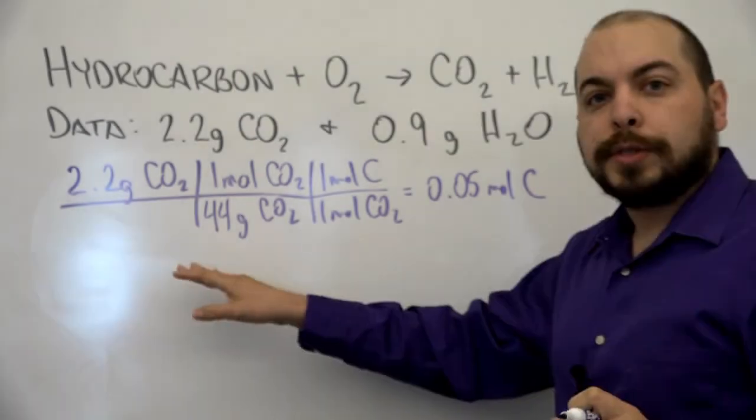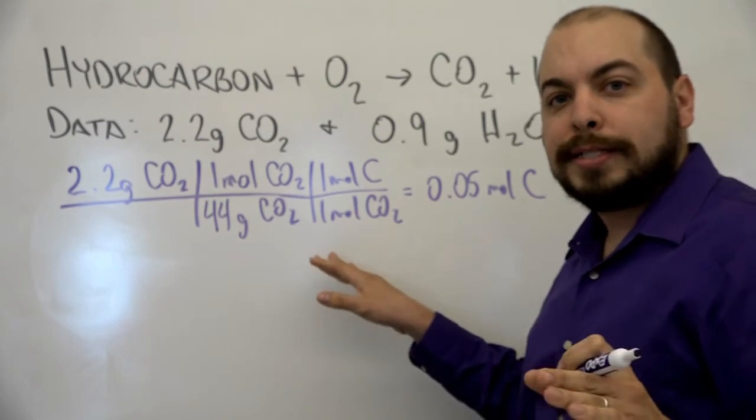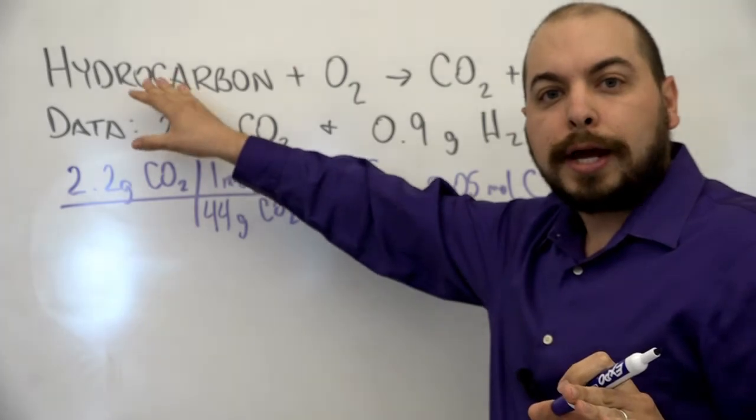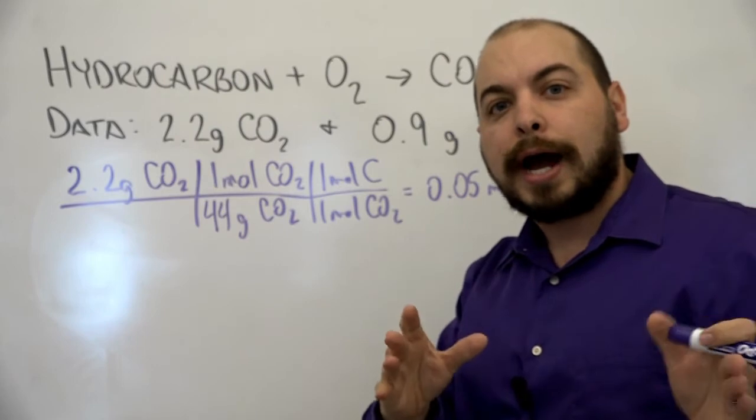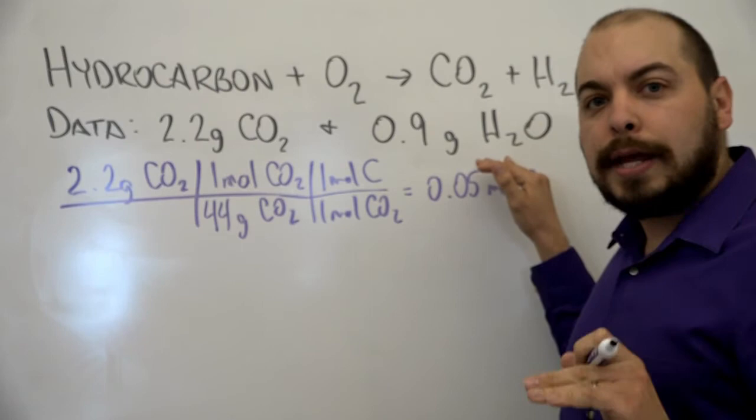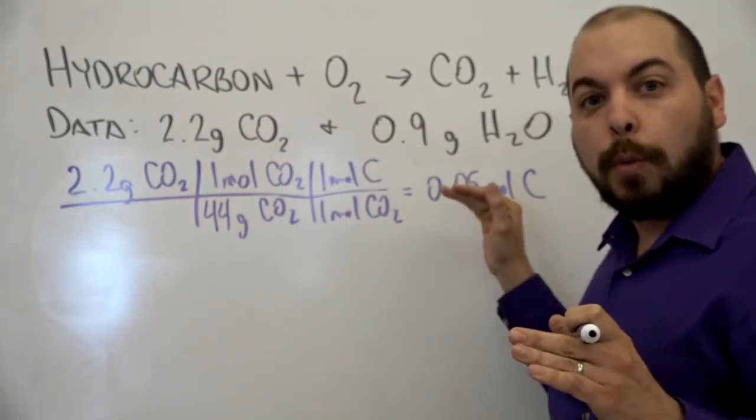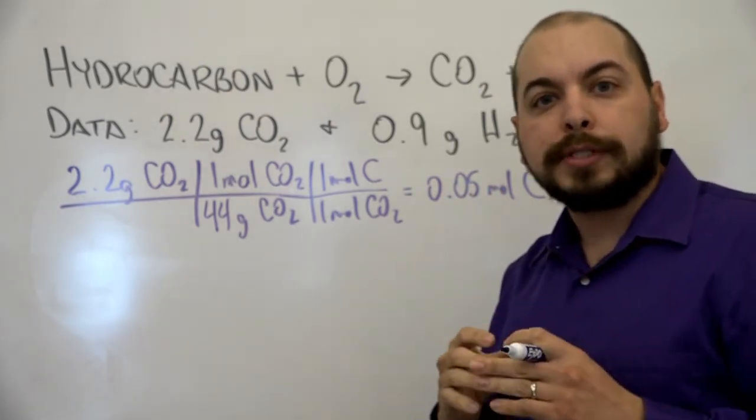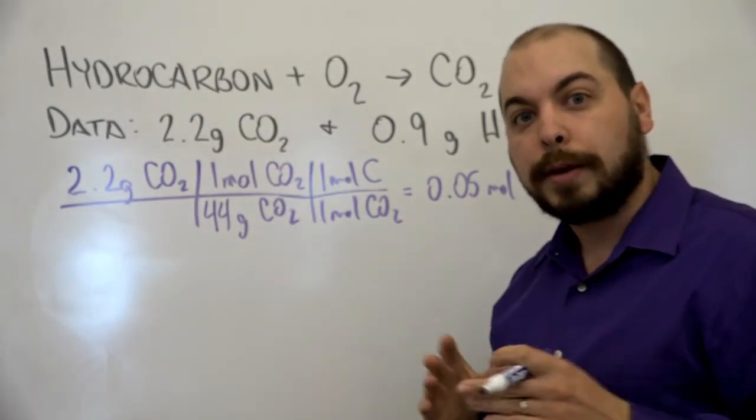Okay. So as a result of our conversion from grams of carbon dioxide to moles of carbon, we can see that there is 0.05 moles of carbon created from our original hydrocarbon. So that's how many moles were in our original hydrocarbon. We're going to do the same thing for the hydrogen, because if you look at water, the only place hydrogen came from, again, is the hydrocarbon. So we take the hydrogen in water and figure out how many moles exist to figure out how many moles of hydrogen were in our original hydrocarbon. Let's do that with stoichiometry now.